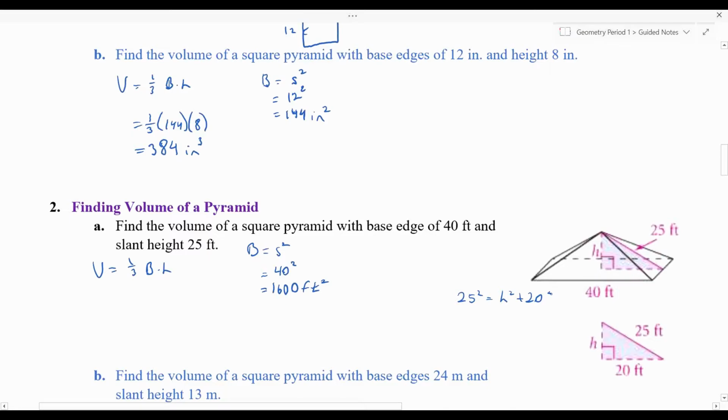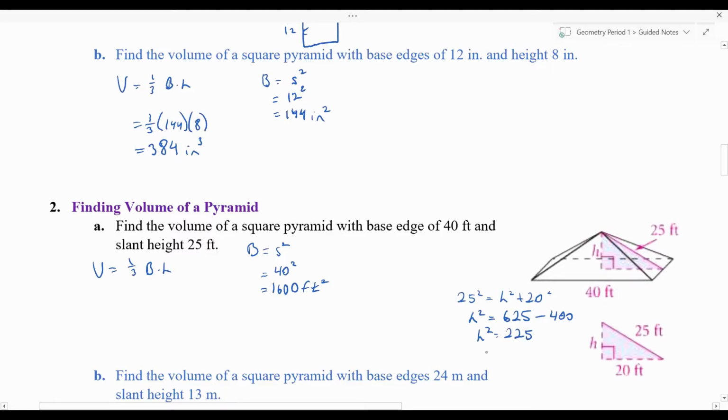Okay, we have that. Then I'm going to solve for h squared. I'm going to just move some numbers around, and we have h squared equals 25 squared. 25 squared is 625. To isolate the h squared, I subtracted 20 squared from both sides, and 20 squared is 400. Now that we have this, we get that h squared is going to be 225.